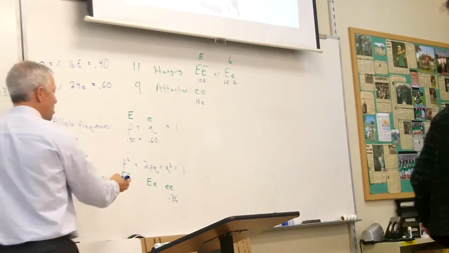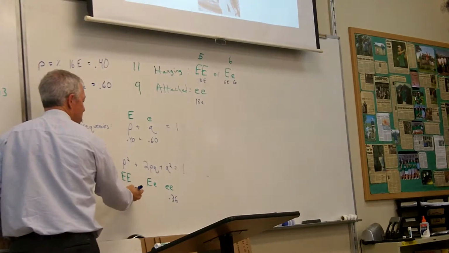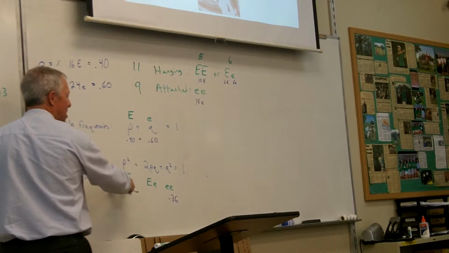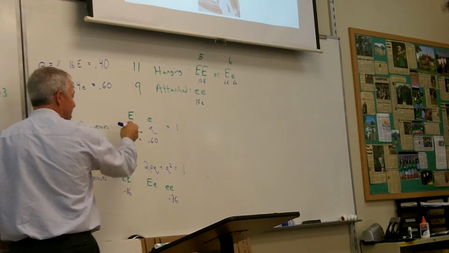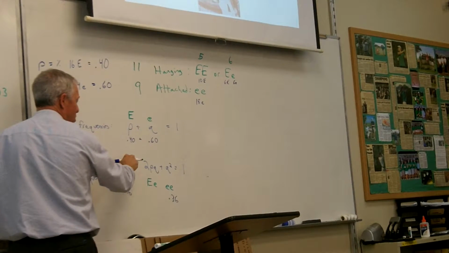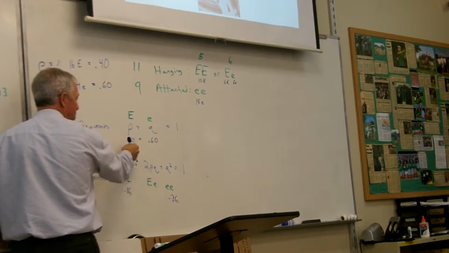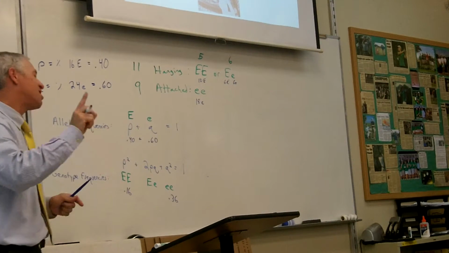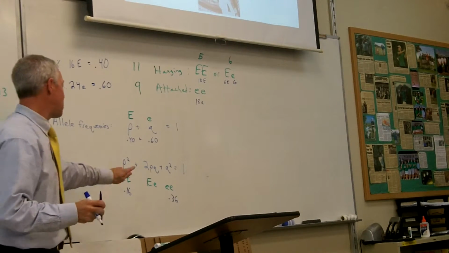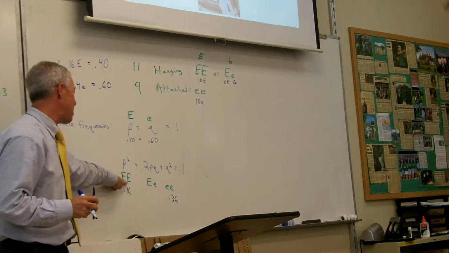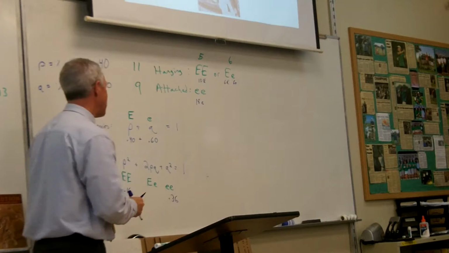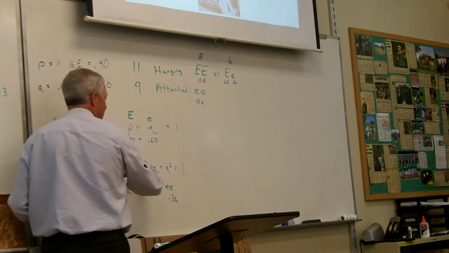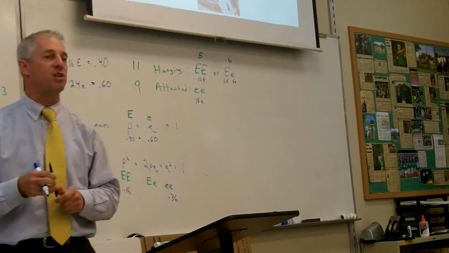Listen, I got another question coming. There's a 16% chance of getting a big E in our population because 40% of the genes are big E. So to get two big E's, you got to square 0.4. 0.4 times 0.4 gives you 0.16. So my next question to you is, there's a 16% chance of being big E. There's a 36% chance of being little e. 10 points if you can tell me, what's the chance of being big E in our population?